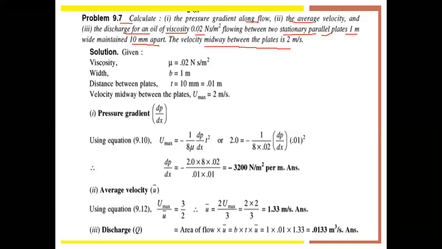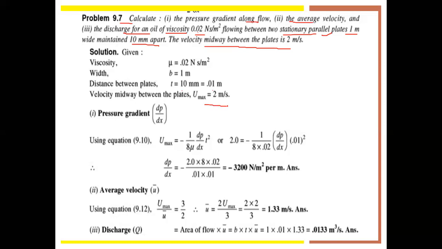First, write the given data. The viscosity given is μ = 0.02 Newton second per meter square. Then, what is the width of the plate given? The width of the plate is 1 meter. Then the distance between the plates is t = 10 mm. Convert into meters, that is 0.01 meter. Now, what is the velocity midway between the plates? The velocity midway, that is U max, is equal to 2 meters per second.